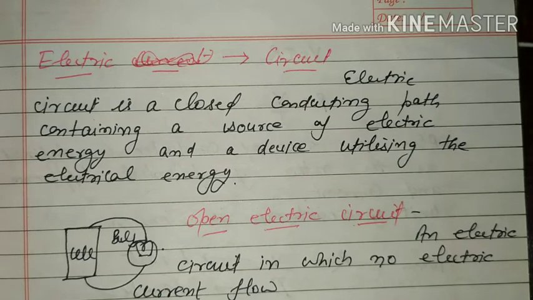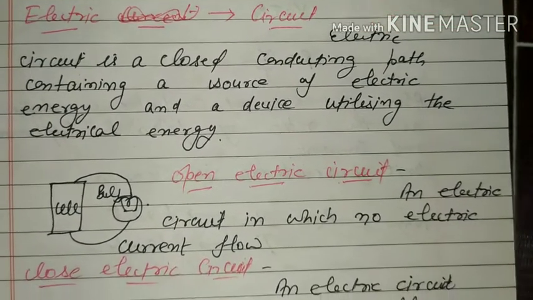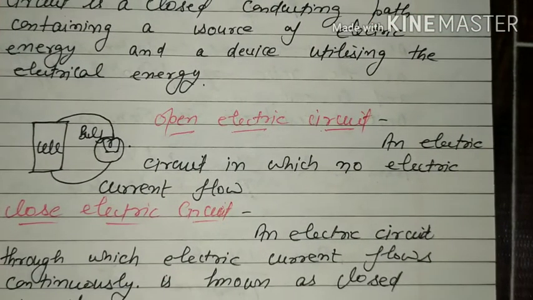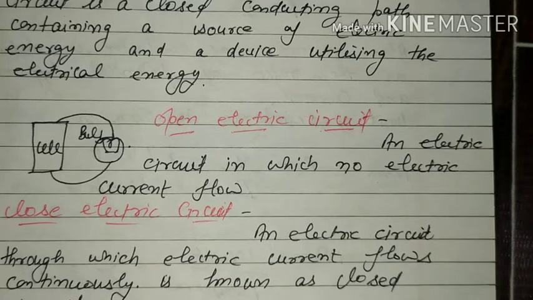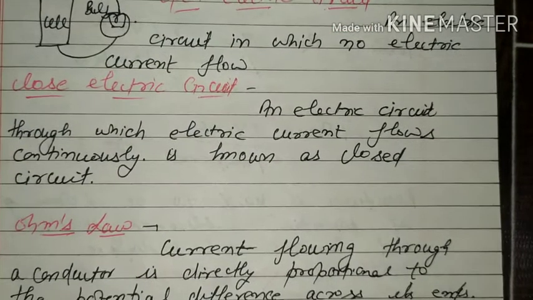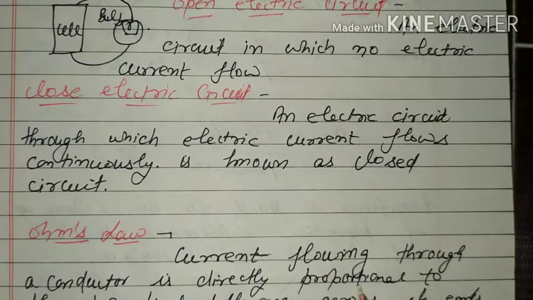Now, an open circuit is an electric circuit in which no current flows. And a closed circuit is an electric circuit through which electric current flows continuously. That is called a closed circuit. It means that when we switch the button on, current will flow and the light will come to us.